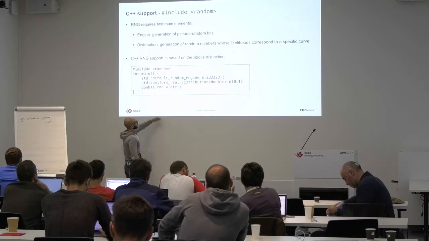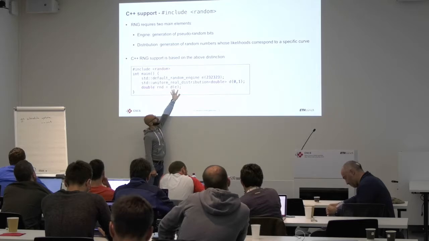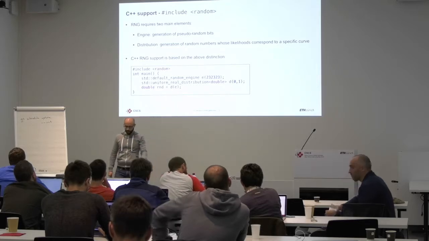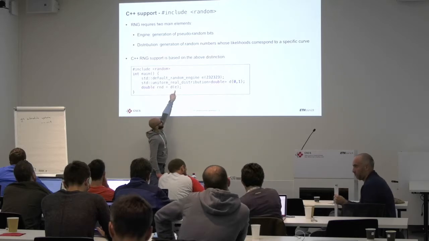And finally, you can get the random number that you need for your calculation, just by making a call to the operator with the round parentheses of the distribution object itself, providing the random number generator here.